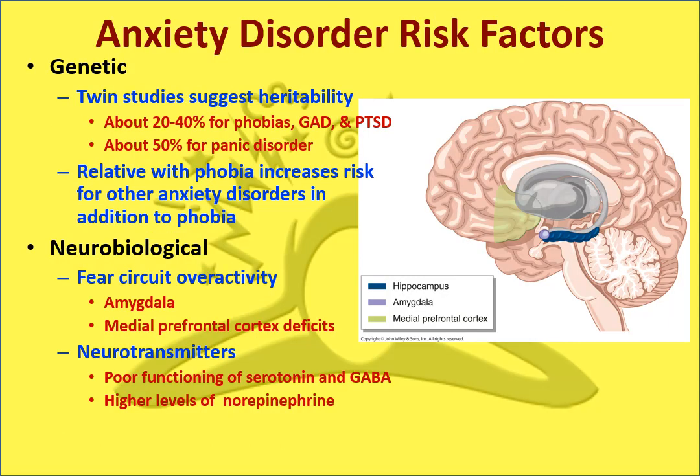When we look at the risk factors for anxiety disorders, there's a definite genetic heritability link. So right now they think 20 to 40% for phobias, generalized anxiety disorder, PTSD, there's about a 20 to 40% heritability rate. It's about 50% for panic disorders. What we do know also is a relative with a phobia increases the risk for other anxiety disorders in addition to that phobia.